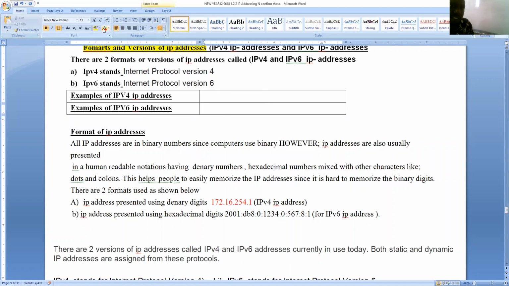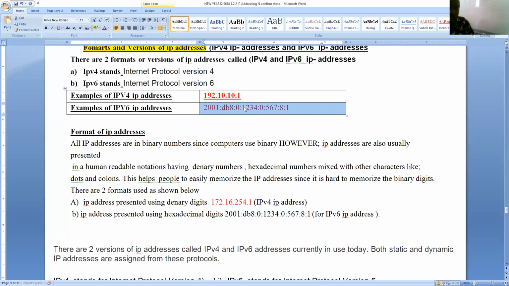So an example of an IPv4 IP address is here. I'll put it in red. It can be 192.10.10.1. That's an example. Then an example of an IPv6 IP address can be this.